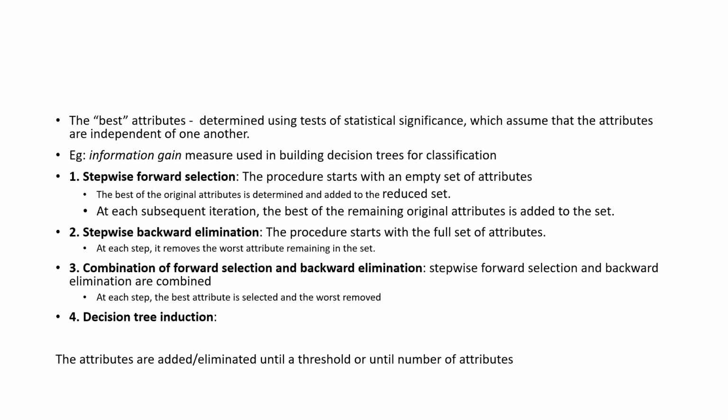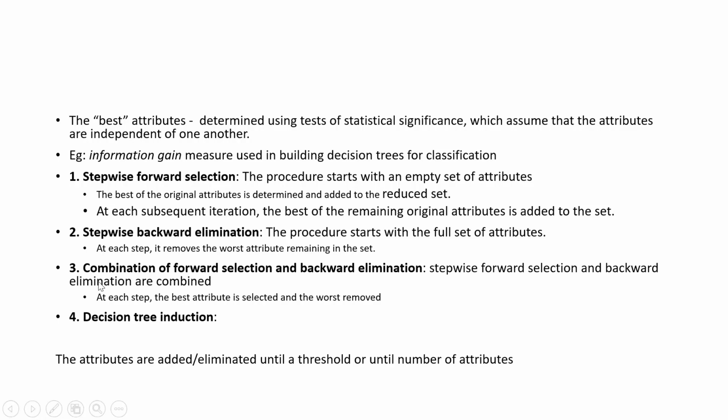Okay. Stepwise backward elimination is the reverse of forward selection. The procedure starts with the full set of attributes and then you remove the worst attribute at each step. Again, the stopping condition is for you to reach a threshold.